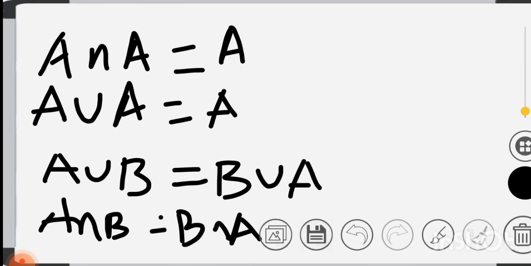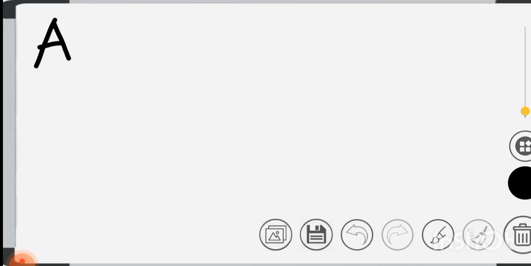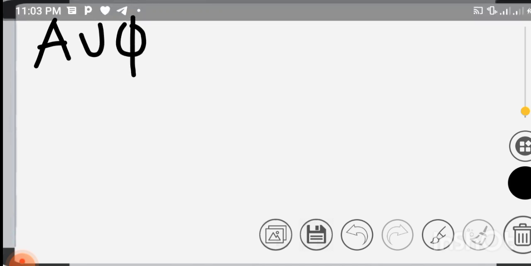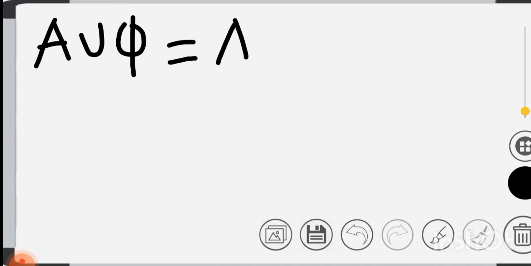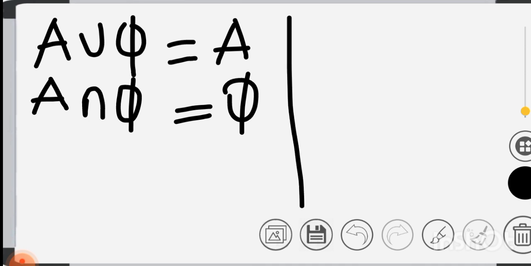Then we have the identity law. Now, which one is the identity law? If you have A union empty set, the answer becomes A. And if you have A intersection empty set, the answer will become an empty set. This is what we call the identity law.